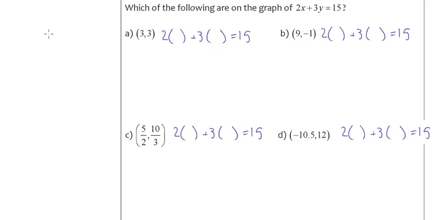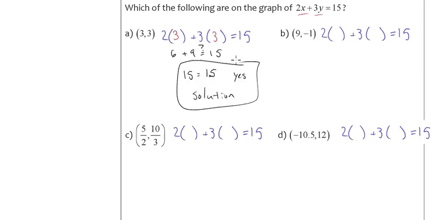Now let's plug in our x and y values. In the first one we have our x value of 3 and our y value of 3. I'm just plugging into right here. That gives us 6 plus 9 equals 15. We should have a question mark here because we're still figuring this out. Does 15 equal 15? And the answer is yes. So is this on the graph? Yes, so it is a solution.